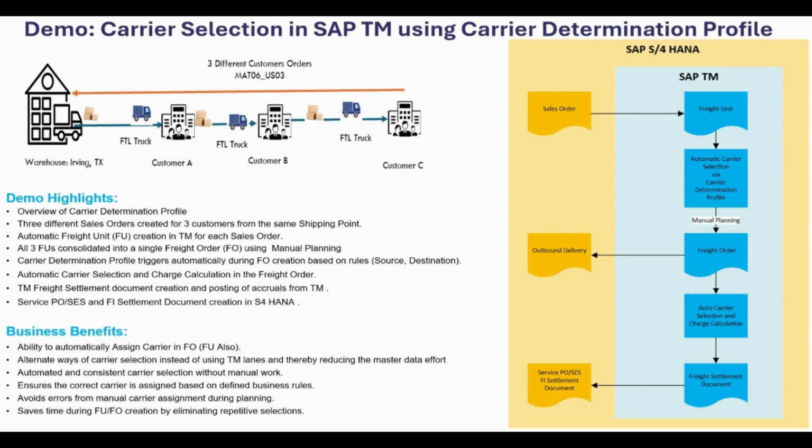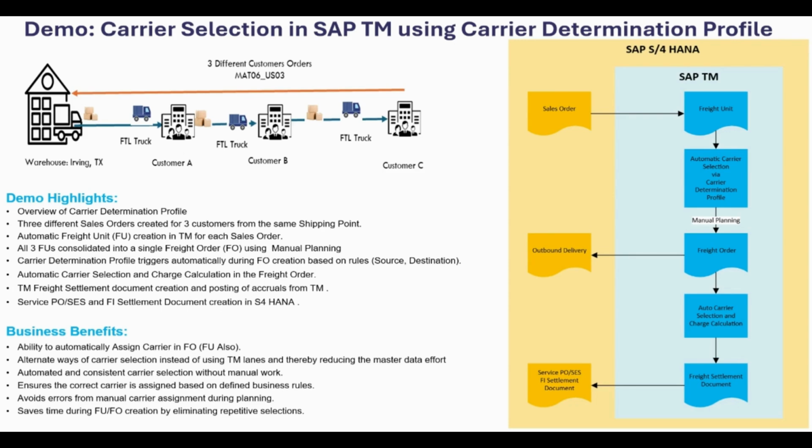Now let's talk about the business benefits of this automation. With the help of this automation, the system assigns the correct carrier the moment the FO is created, eliminating any need for manual intervention. Carrier selection no longer relies on transportation lanes. Instead, the rule-based method significantly reduces master data maintenance effort. Every FO receives a carrier based on the same logic every single time, ensuring standardization across planning operations.